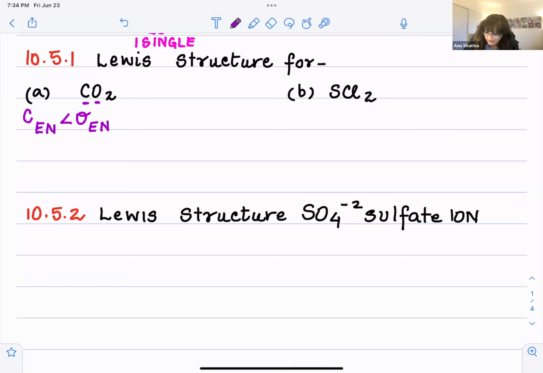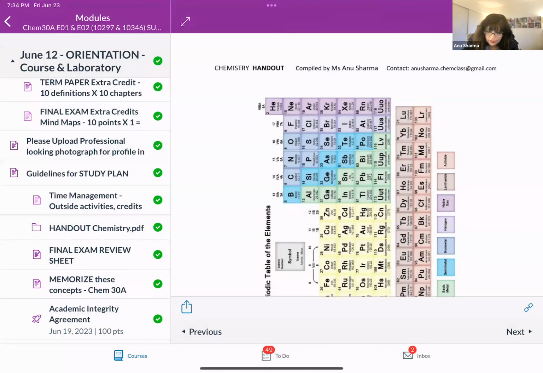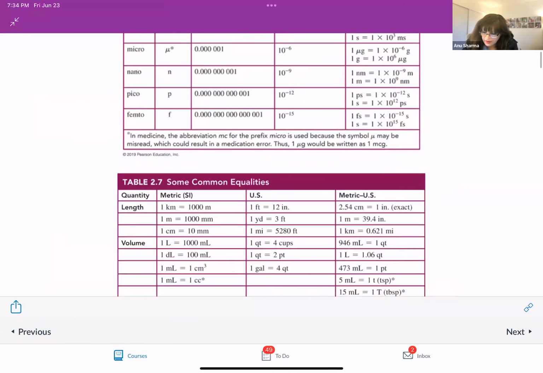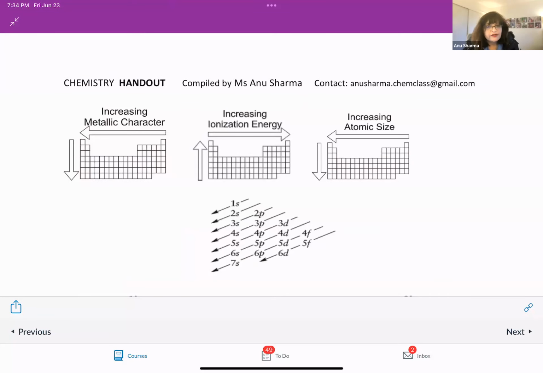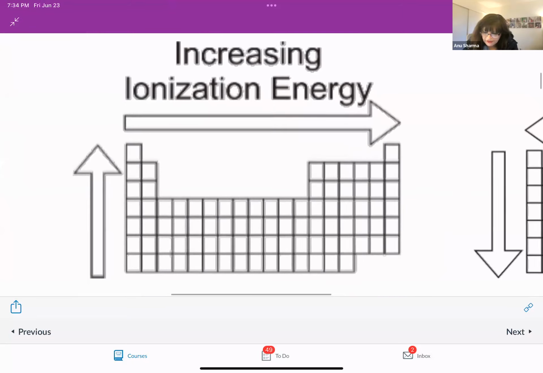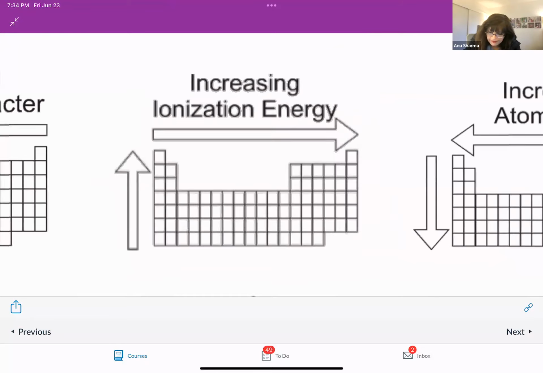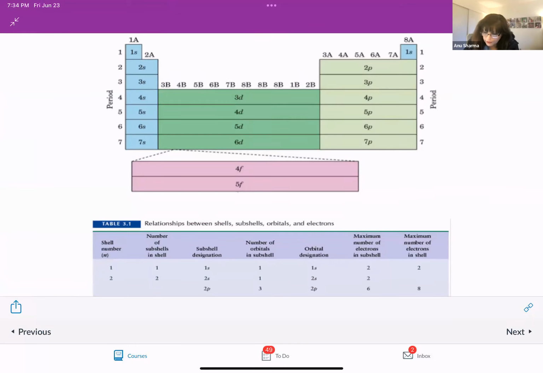Ideally, once you know the trends in the periodic table, we talked about that. This is the table where you show the ionization energy and the electronegativity match. The increasing ionization energy means increasing electronegativity. So the electronegativity increases as you move in the same period from left to right. So if you compare carbon and oxygen, you will see oxygen is more electronegative.